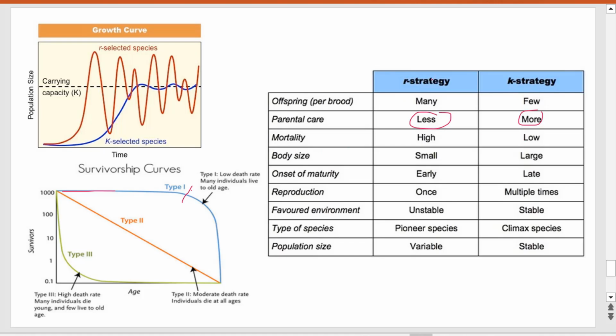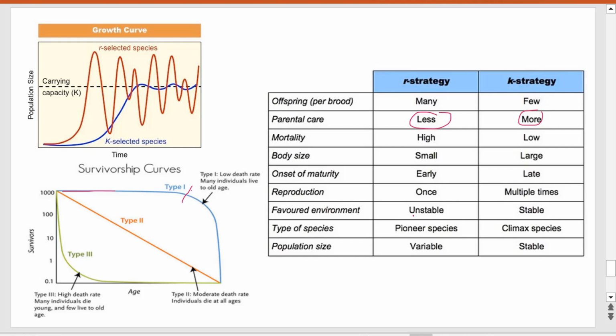Body size. Now in R strategy species, they are small. Why? Because the resources are constant, and if there are more offsprings, resources have to be shared among all the offsprings, and that leads to less body size. Whereas in K strategy species, there are less offsprings, so they get more resources and more body size. They are large. Onset of maturity is early in R strategies, but it is late in K strategies. Reproduction: R strategists only reproduce once. K strategy species reproduce multiple times.